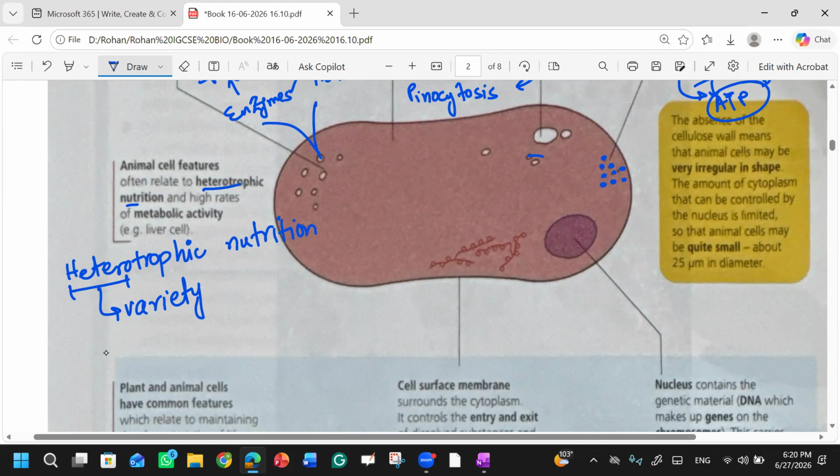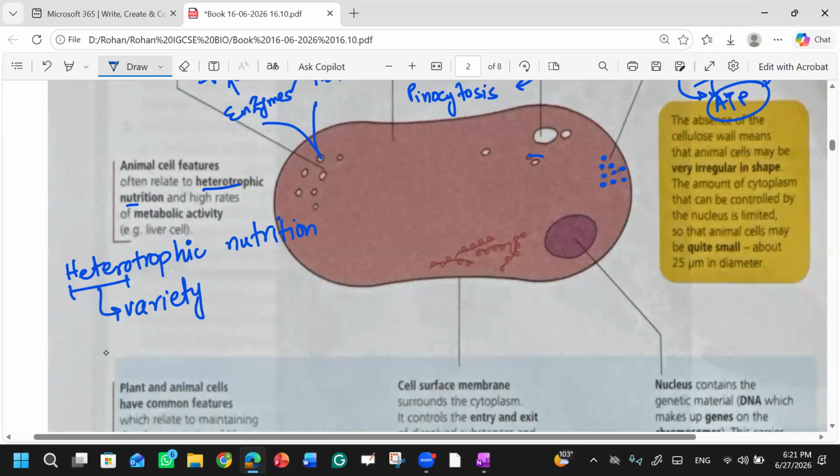If we talk about some of the animals, like the herbivores, they just rely on the herbs, on the green plants. They can't take meat. We are omnivores. We take meat, we also take plants. We rely on fruits, vegetables, all the things. So in animal cells, the most important feature is that it has a heterotrophic mode of nutrition, right? We take a variety of food.